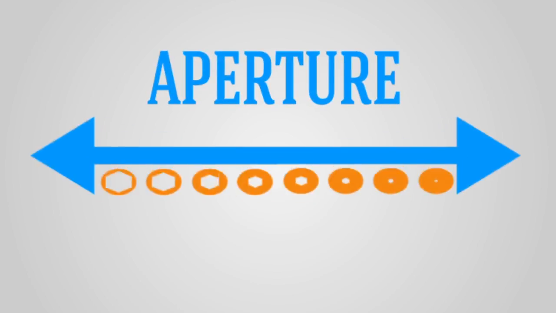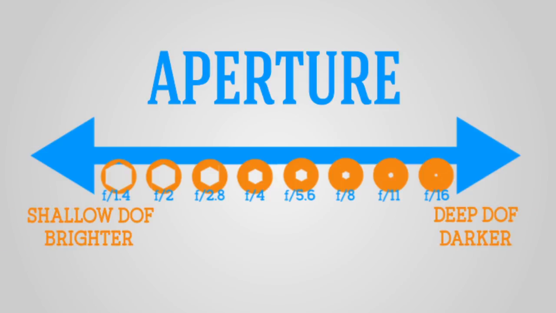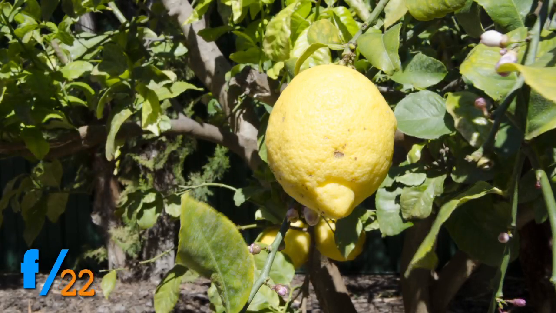Aperture is the size of the opening in the lens when the picture is taken. The aperture setting that you set will impact the size of the hole. A larger hole will allow more light to get in and have a shallow depth of field. As for a smaller hole, less light will get in and you will have a deeper depth of field.